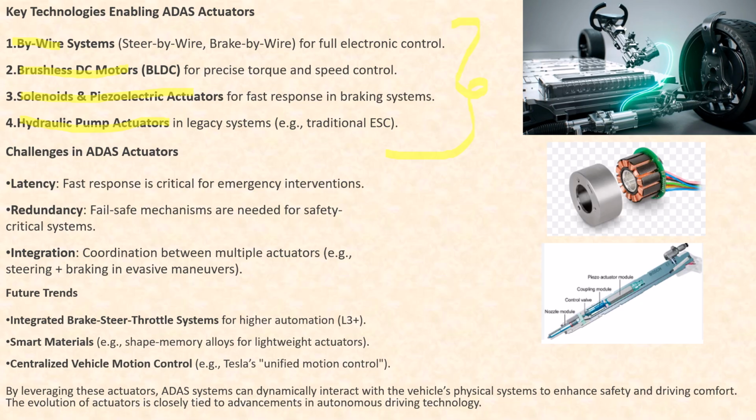What are the future trends? Now these are the future trends that are not yet in the market, but extensive research is happening on these particular future trends. One is integrated brake steer throttle mechanism, where they want to integrate all 3, brake, steering and throttle, into a single entity. Next is smart materials, shape memory alloys for lightweight actuators. Next is centralized motion control. This is actually used in Tesla unified motion control. These are all the various future trends.